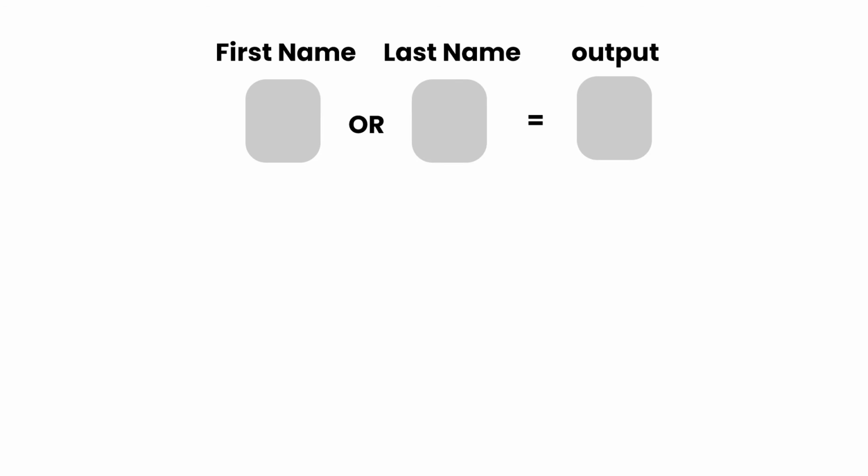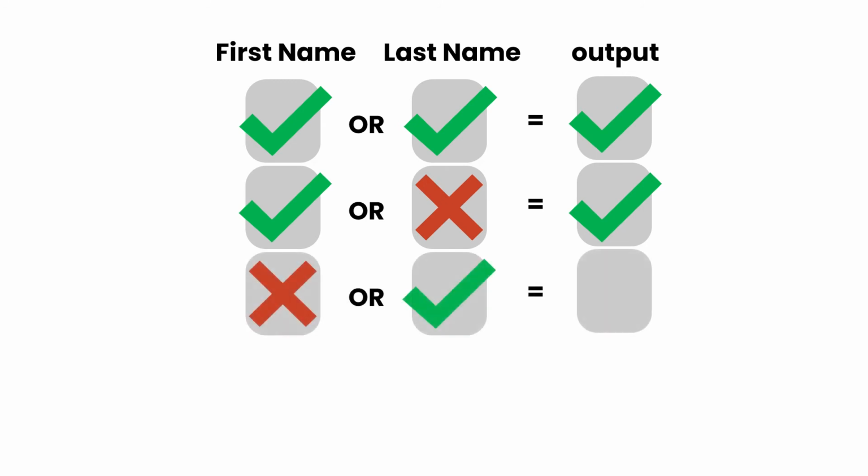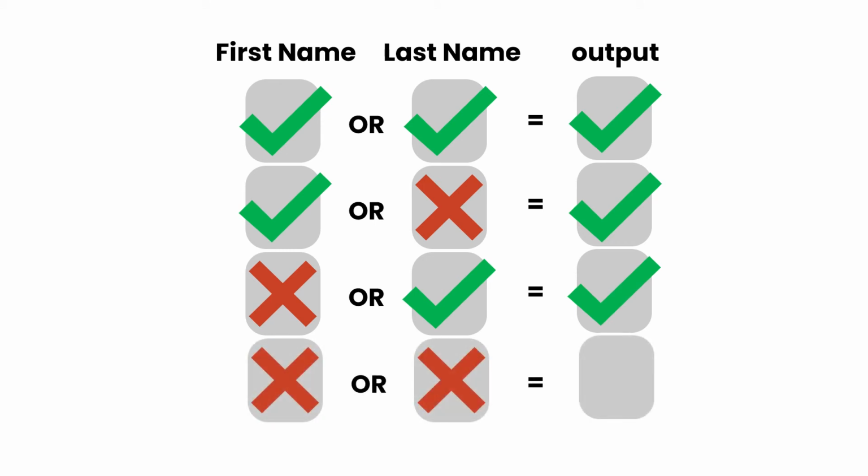So let's have a look at this truth table to see all the possible combinations that we could have for the OR gate. So in the first case, we have their first name and their last name, and so it outputs true. Secondly, we have their first name but not their last name, and in this case, unlike the AND gate, this will give us a value of true. Thirdly, we don't have their first name but we have their last name, so once again, this gives us an output of true. And finally, we don't have either their first or last name, so we have an output of false.